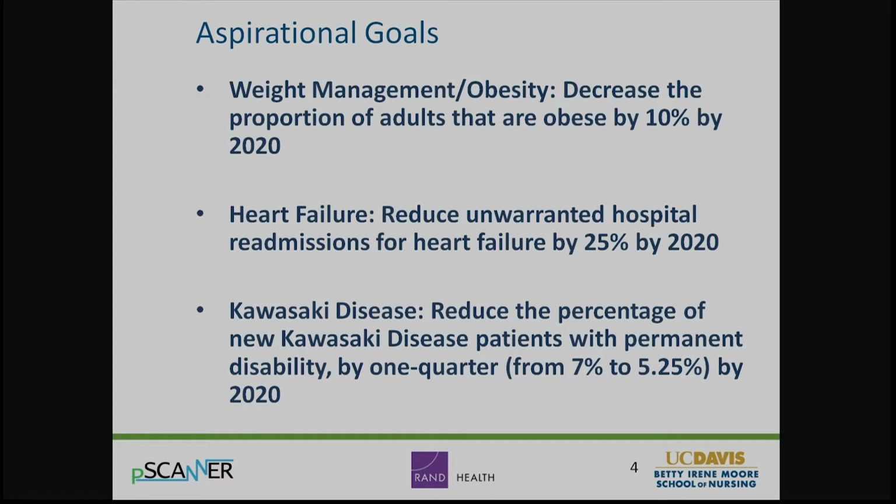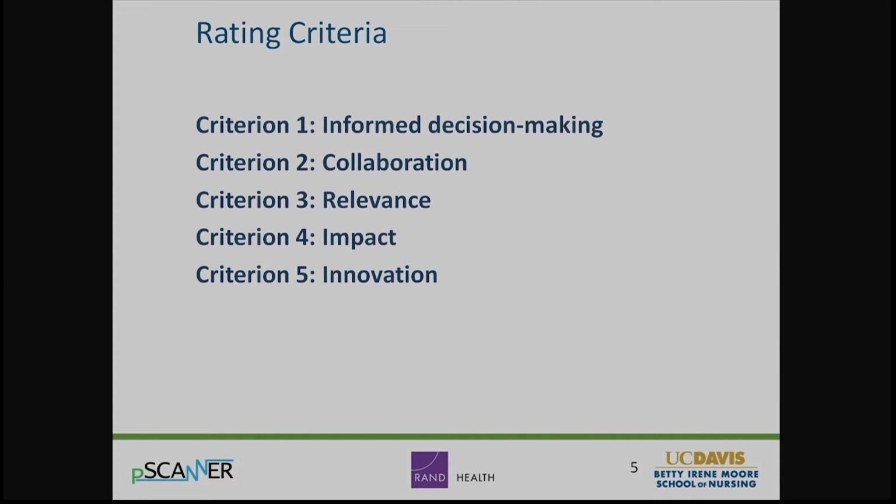Besides helping us identify aspirational goals, advisory board members nominated research topics that could be conducted to help us achieve the aspirational goals. Next. All the panelists in our panels used the following five rating criteria. They rated each candidate research topic, each one of them, using a 9-point Likert scale.